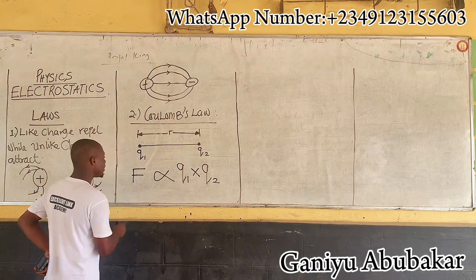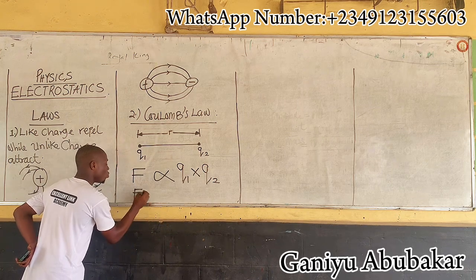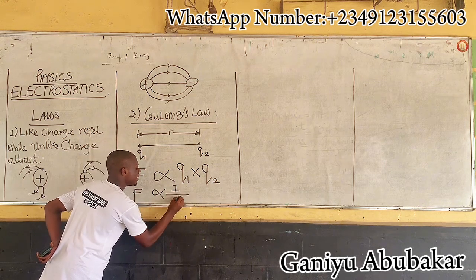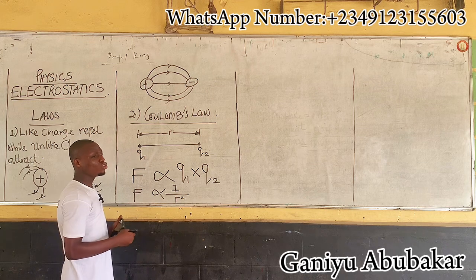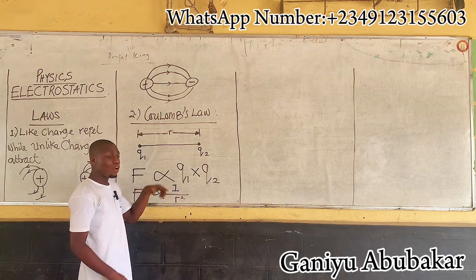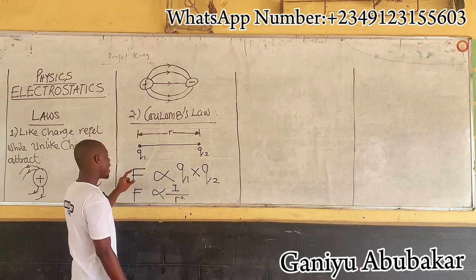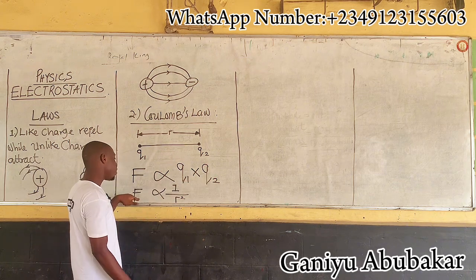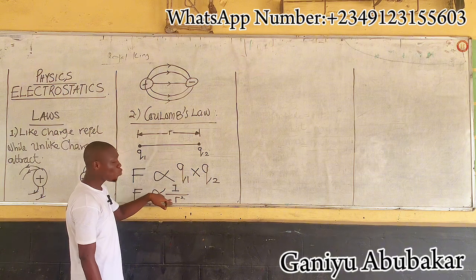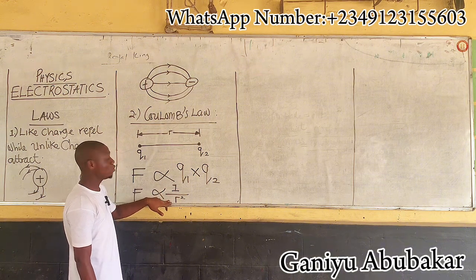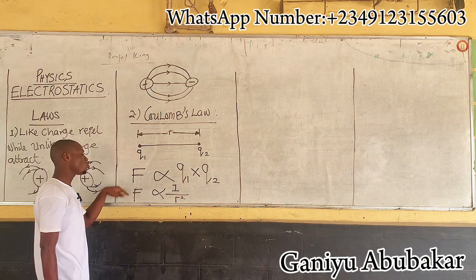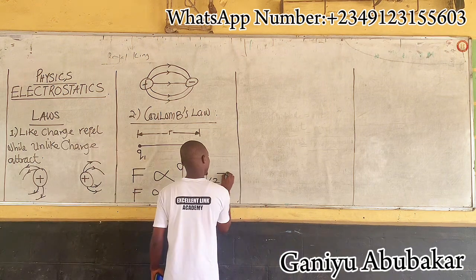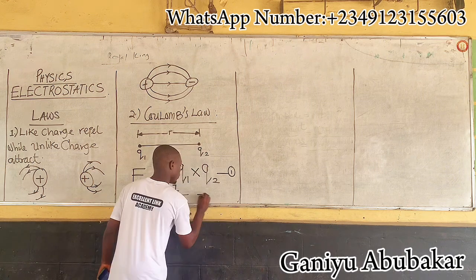At the same time, this same force is inversely proportional to what? Not the distance, but the square of the distance separated apart. So F is proportional to Q1 Q2. At the same time, that same F is inversely proportional to the square of the distance separated apart. So I combine these two together. Let me call this one equation 1 and this one equation 2.